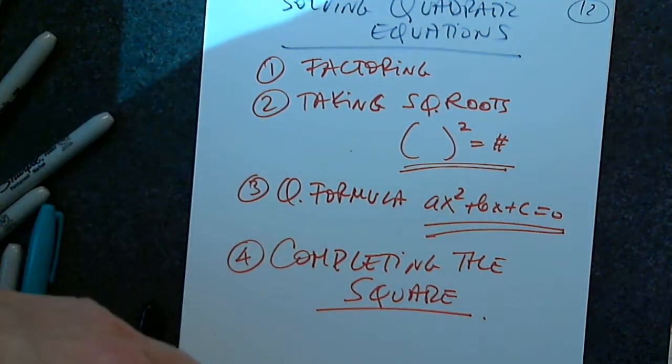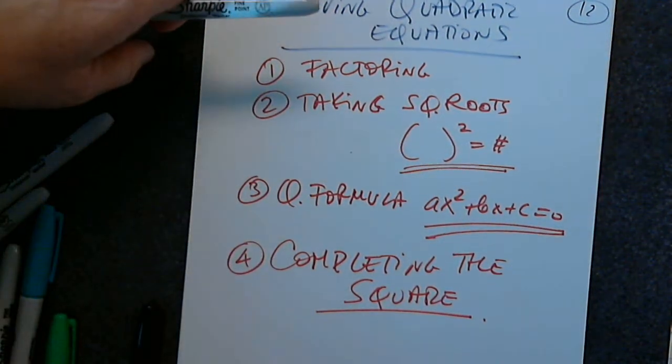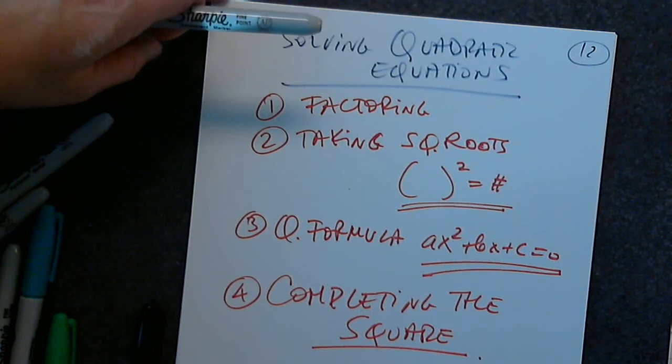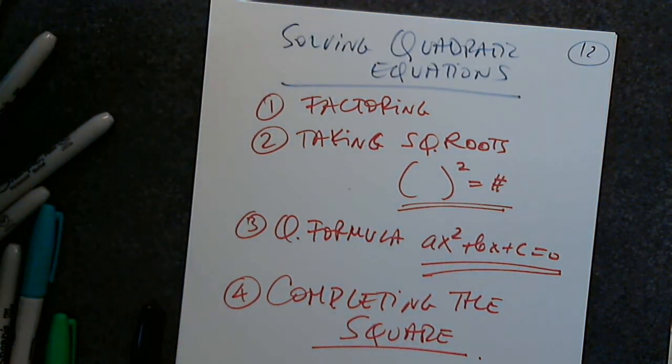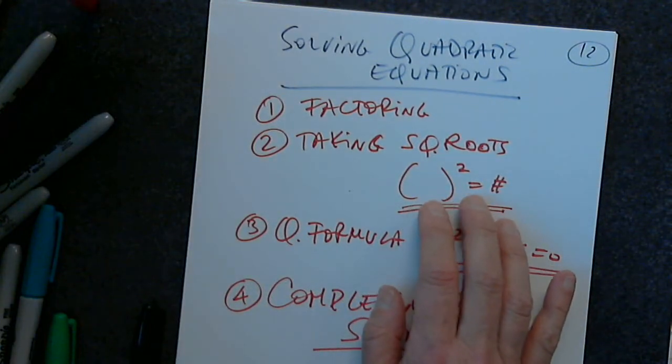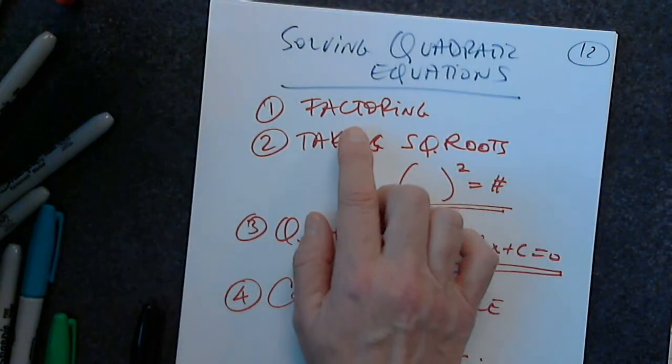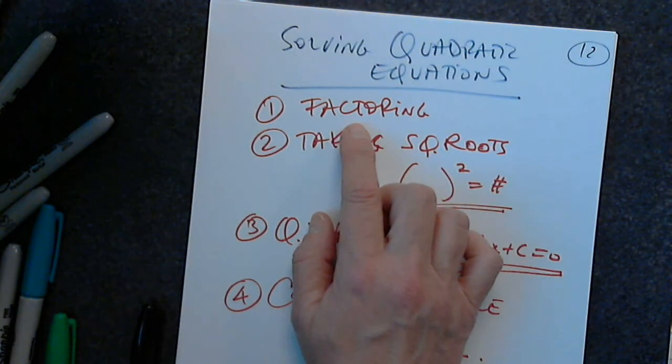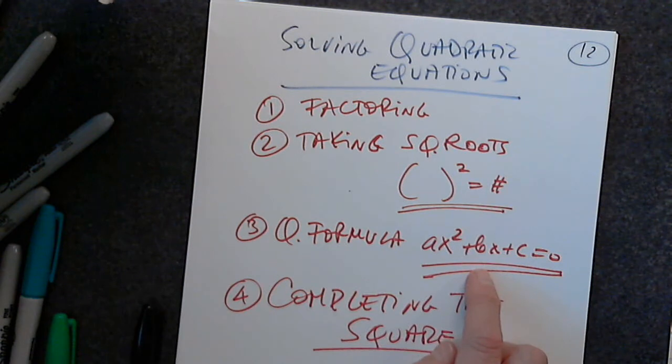I have to be honest with you. If you give me a quadratic equation to solve, if it looks like this, I will take the square root. If it's easy to factor, I will factor. But if it takes me 5 minutes to factor, forget it. I'm going to use the quadratic formula.